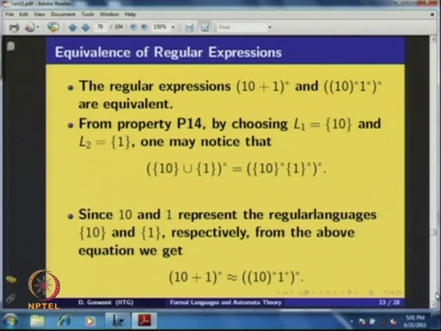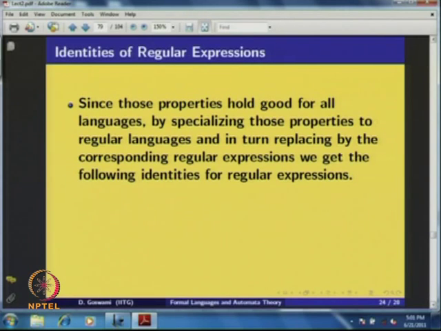Now, since 10 and 1 represent regular languages, the singleton 10 and singleton 1 respectively, from the above equation we get that (10 plus 1) whole star is exactly equivalent to (10 star 1 star) whole star. So, you can use the properties of languages to show that the corresponding regular expressions are equivalent. That means, these properties hold good for all languages. Since those properties hold good for all languages, by specializing those properties to regular languages and in turn replacing them by the corresponding regular expressions, we get the following identities for regular expressions.